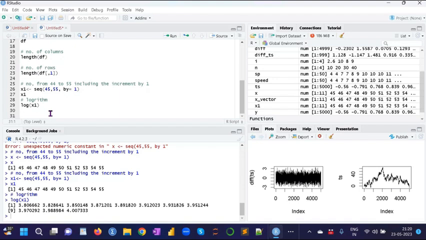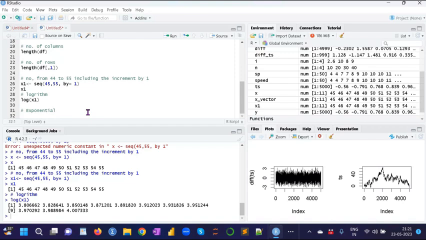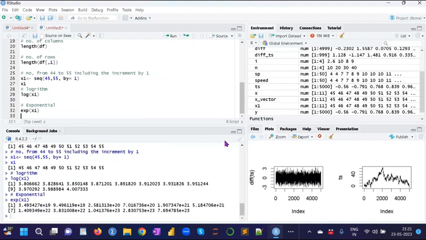Next I want to see the exponential value. Next is exp, where I am passing x1. How is the exponent? This is the exponent output.